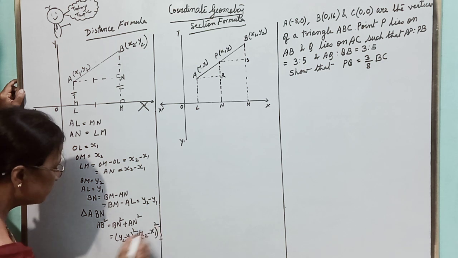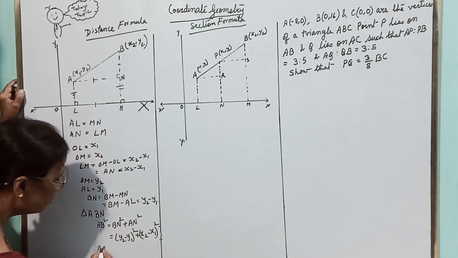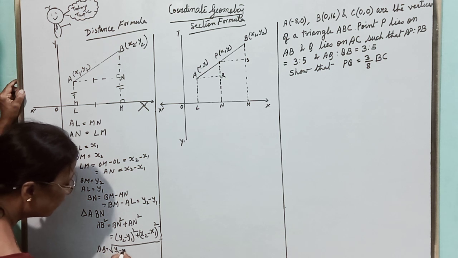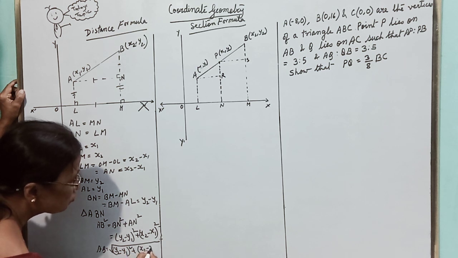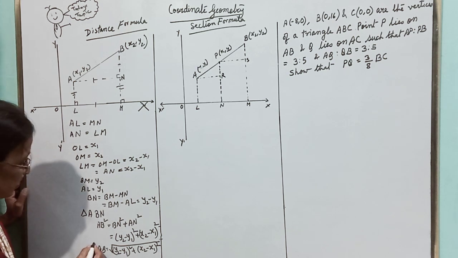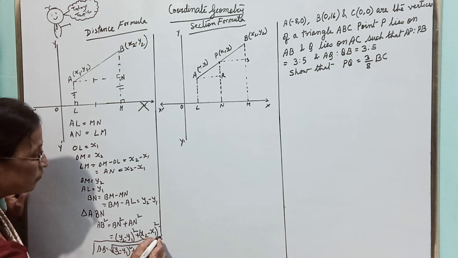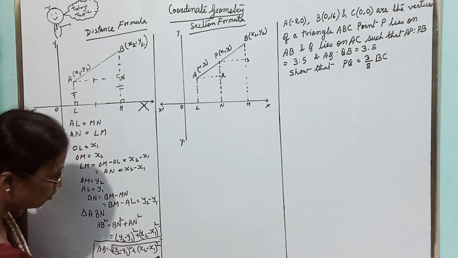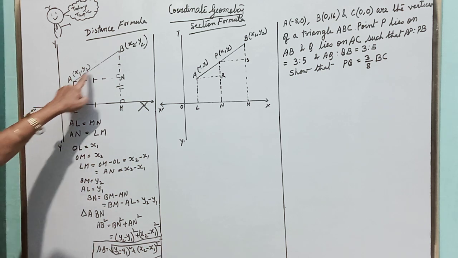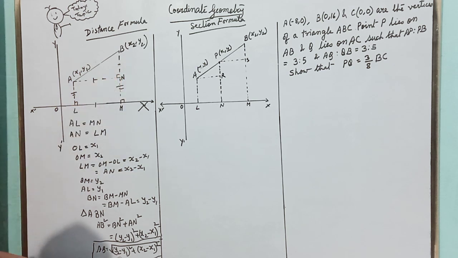So what is your distance formula? AB is equal to the square root of y2 minus y1 whole square plus x2 minus x1 whole square. Children will need this formula off and on, so please learn this formula for your exam. For solving the problems, you will use this formula.